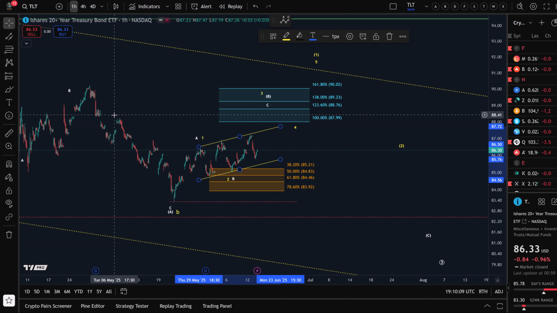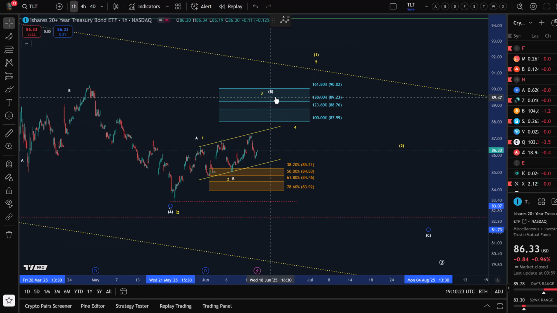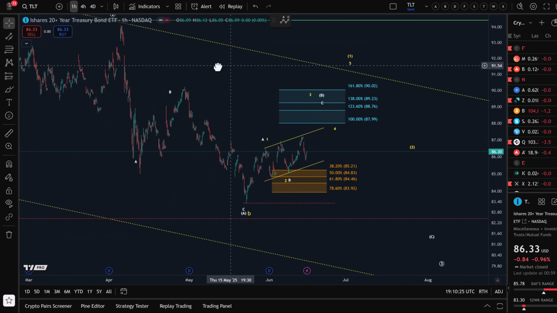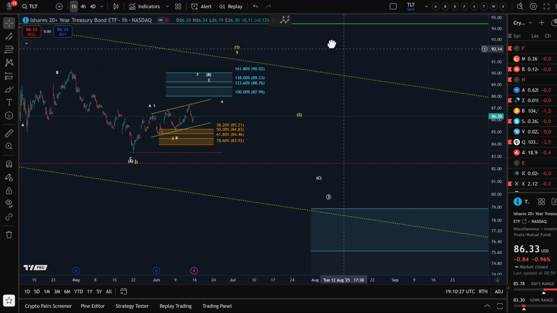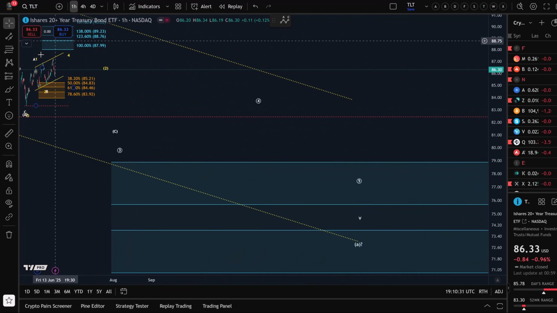As you know, the idea was that we should get a response to that support area and should rally at least into the blue zone. We didn't quite get there. Maybe we will in the next rally, and that would be part of wave C of B in our white scenario. Reminder, the white scenario is the overall bearish one, in which we go down lower over maybe the coming months, maybe towards the end of the year, to complete the larger correction in an A wave.